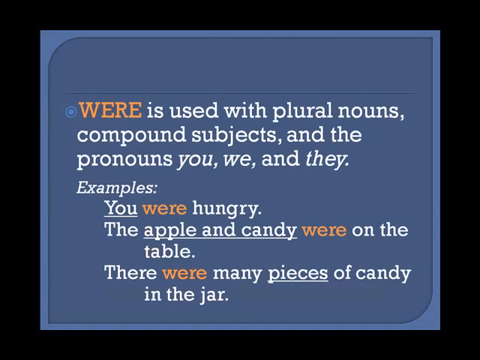Were is used with plural nouns, compound subjects, and the pronouns you, we, and they. Examples: you were hungry. The apple and candy were on the table. Apple and candy being a compound subject. There were many pieces of candy in the jar. Pieces is an example of a plural noun.